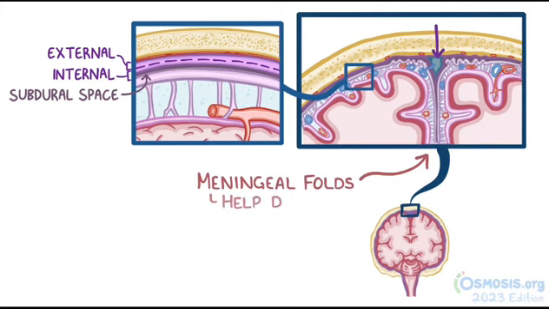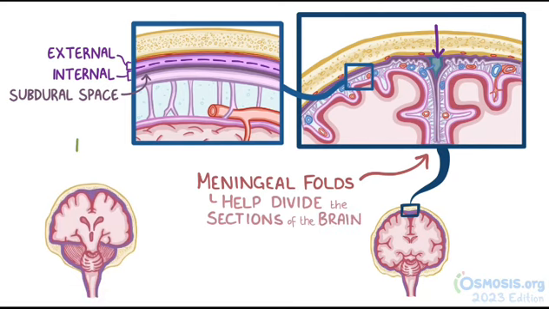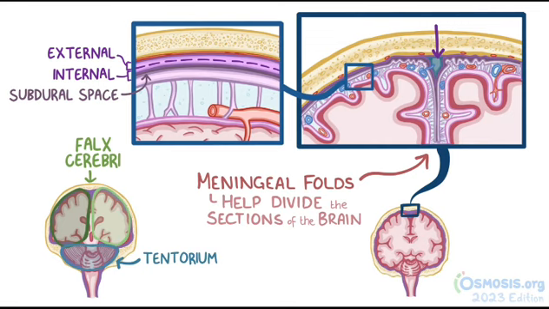The meningeal folds help divide the sections of the brain, like the falx cerebri, which separates the two hemispheres of the cerebrum, and the tentorium, which covers the cerebellum and separates it from the cerebrum. Between the external layer of the dura mater and the inner surface of the skull, there are arteries that supply the meninges.